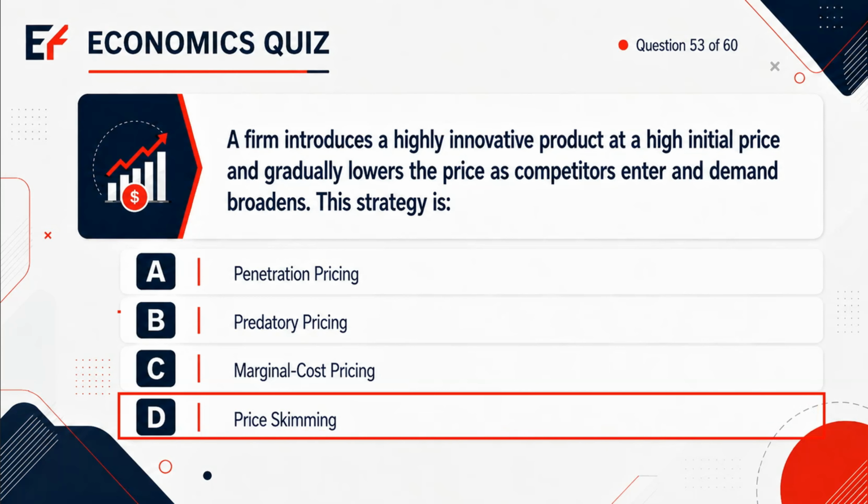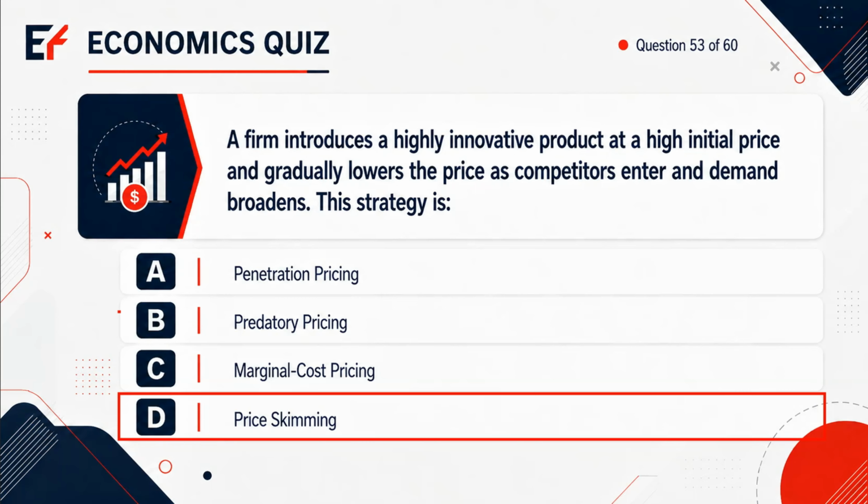Let's identify the launch strategy. Price skimming involves setting a high initial price for a new or highly innovative product. The firm earns revenue from customers with a high willingness to pay before gradually reducing the price to reach more price-sensitive buyers. Therefore, the strategy captures early demand at a premium before competition intensifies.